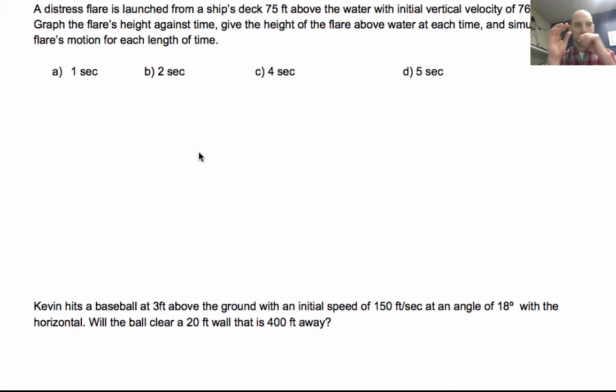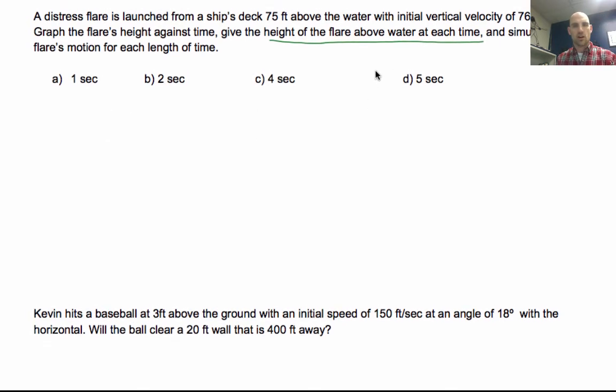So basically what they're saying is the flare flies for this amount of time. Give the height of the flare above the water at each time. Simulate the flare's motion for each length of time. So, meaning, if you've got a flare that goes up and they shoot it, to graph is to show where that flare goes, right? So we have to construct an equation, and we're going to spend some time figuring out what exactly is going on here.